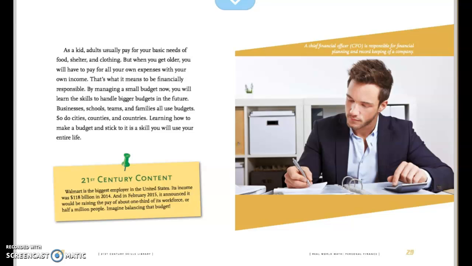As a kid, adults usually pay for your basic needs of food, shelter, and clothing. But when you get older, you will have to pay for all of your own expenses with your own income. That's what it means to be financially responsible. By managing a small budget now, you will learn the skills to handle bigger budgets in the future. Businesses, schools, teams, and families all use budgets. So do cities, counties, and countries. Learning how to make a budget and stick to it is a skill you will use your entire life.